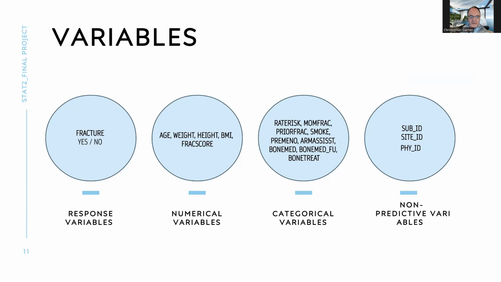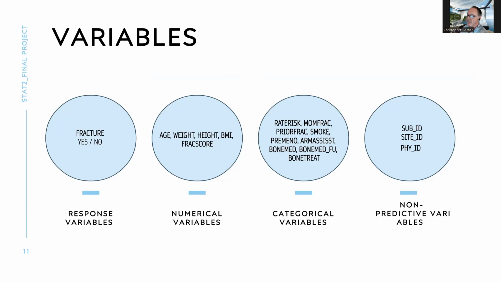Our variables: the fracture, which is a yes or no categorical variable, is our response variable. Our numerical variables are age, weight, height, BMI, which is body mass index, and frac score. This is a subjective rating of severity of fractures on a scale of 1 through 11. Our categorical variables are rate risk, which is a self-diagnosed risk of fracture as chosen by the subjects at the beginning of the study. MomFrac is where the mother of the subject has a fracture history.